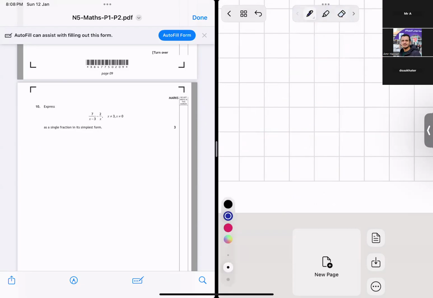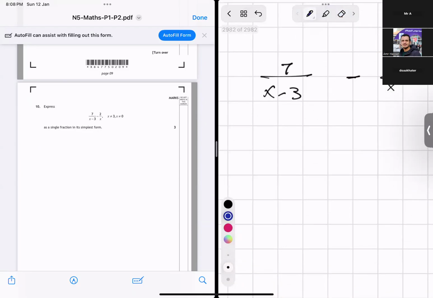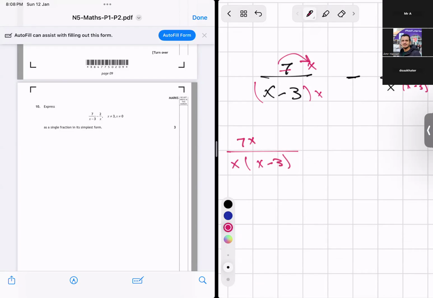So let me return back to the previous example. So it's your turn. What should I do? Multiply the right side by x minus 3, up and down, right? And multiply the top left by x on the bottom. So this one's going to be 7x, and the denominator is x multiplied with x minus 3, right?